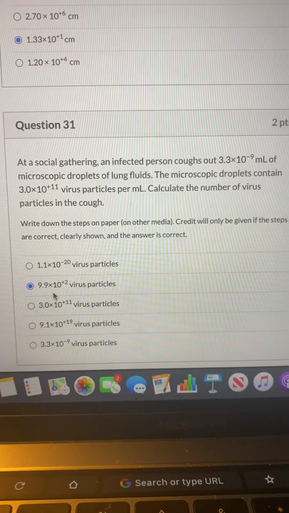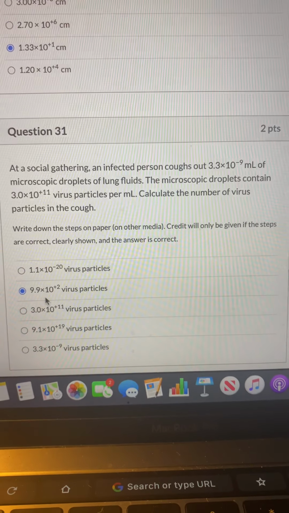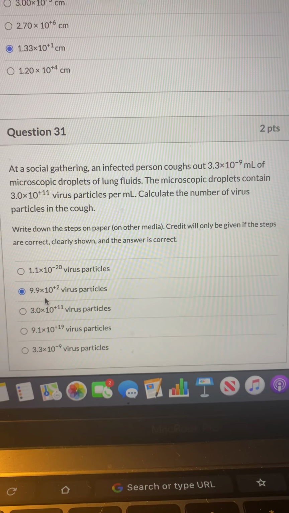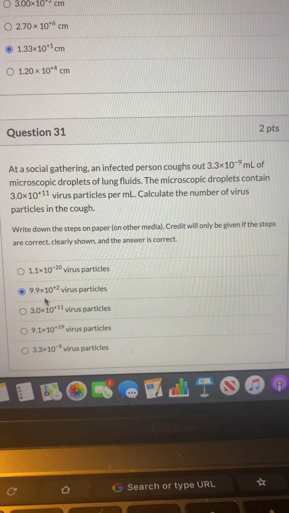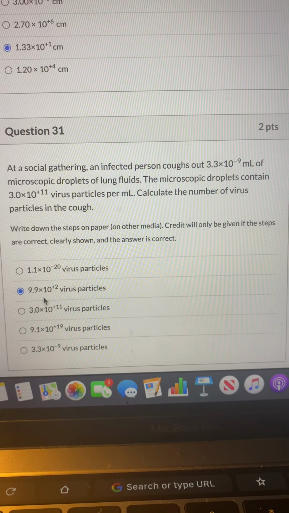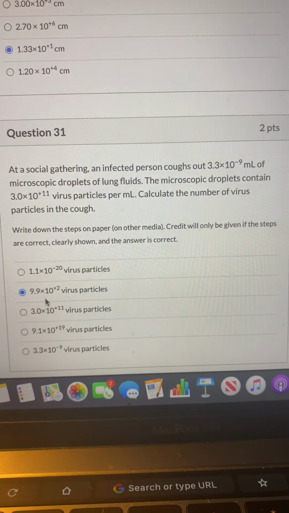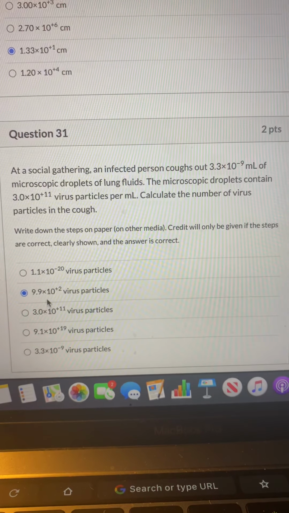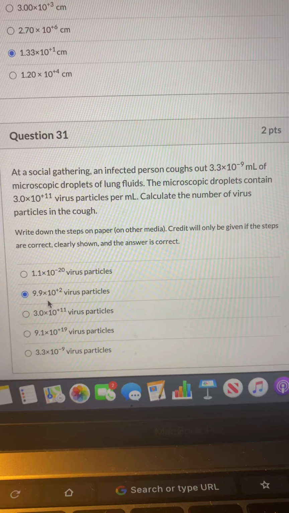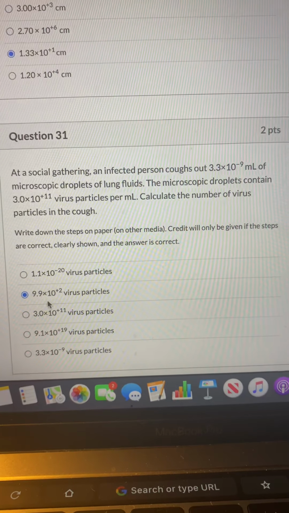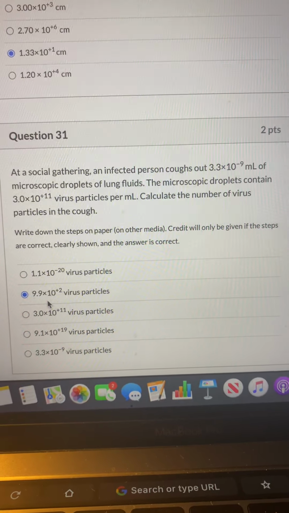31. At a social gathering, an infected person coughs out 3.3 times 10 to the negative 9th milliliters of microscopic droplets of lung fluids. The microscopic droplets contain 3.0 times 10 to the 11th virus particles per milliliter. Calculate the number of virus particles in the cough.